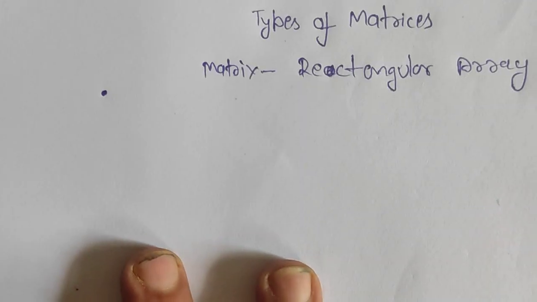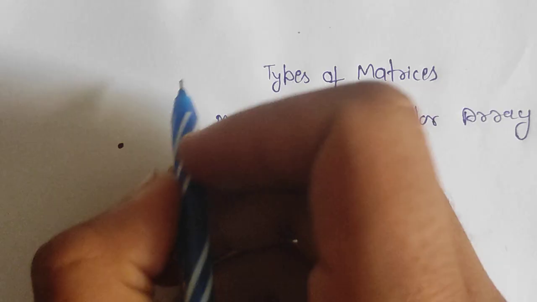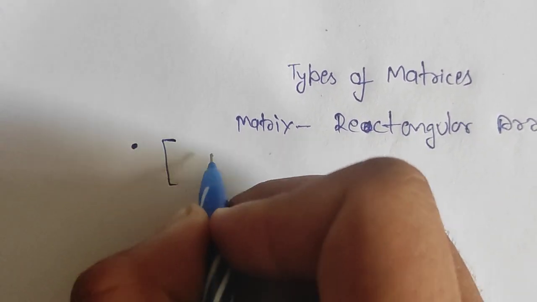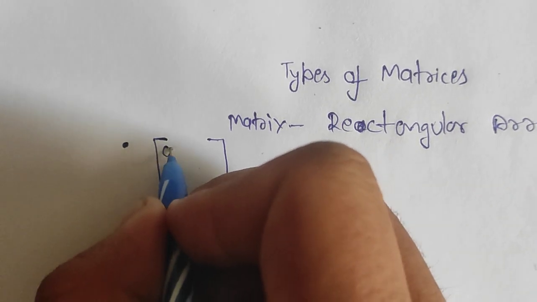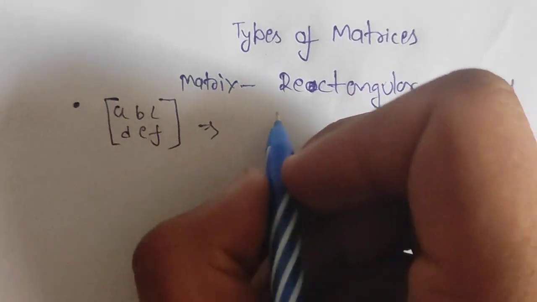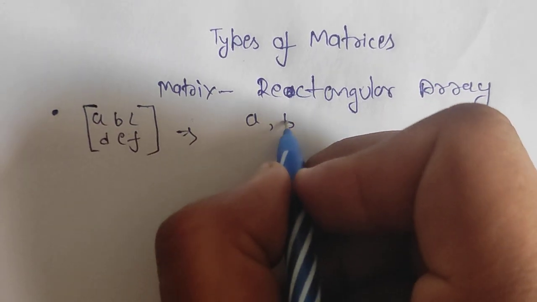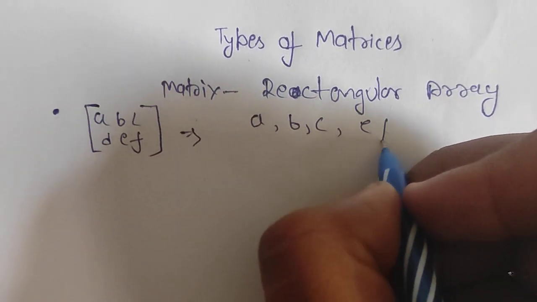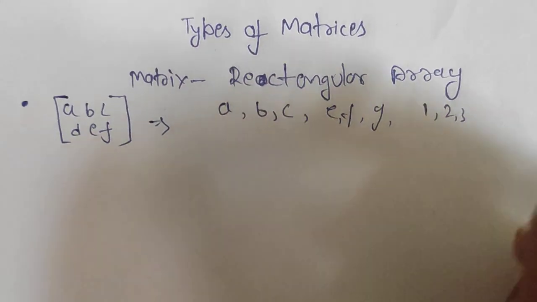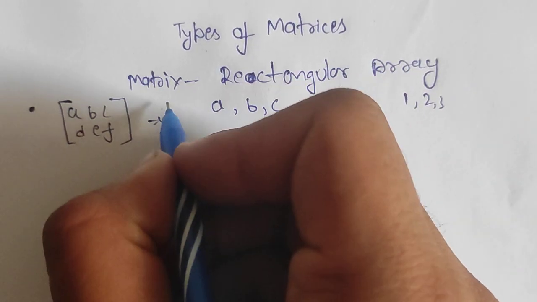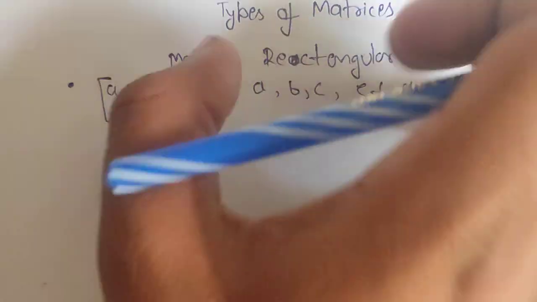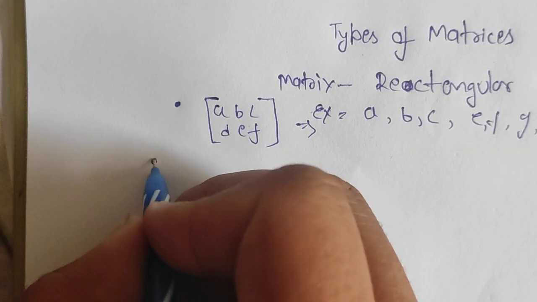Okay, so if I use a normal matrix, for example this one, the matrix A B C D E F. What is the arrangement I use? A B C E F Z and 1 2 3. These are all my example elements of the matrices which we obtain from these. Okay, first arrangement.